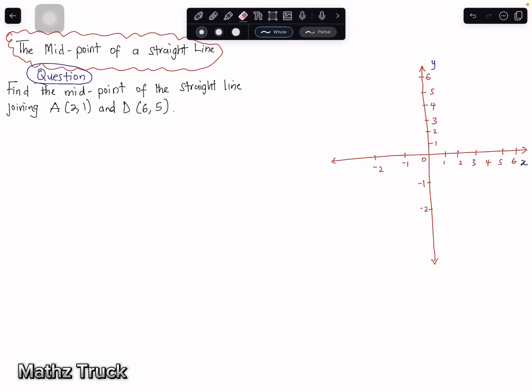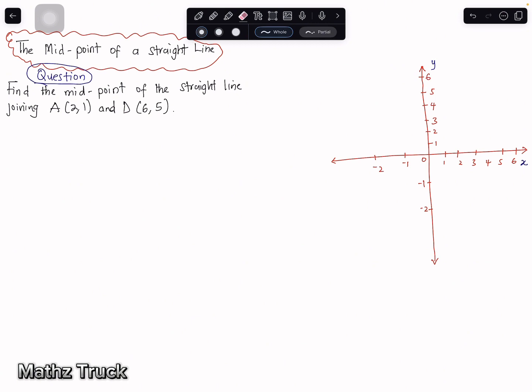Hello, this is Chris Math, and today we are handling the midpoint of a straight line. Now, we've been given a question: find the midpoint of the straight line joining point A, which is (2, 1), and point D, which is (6, 5).